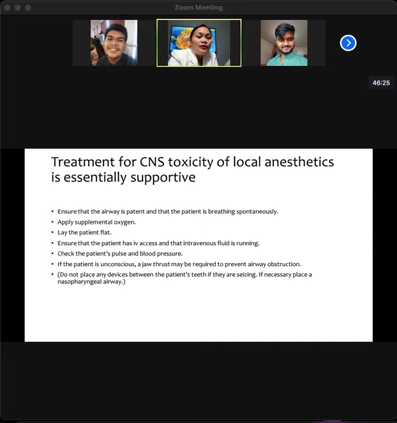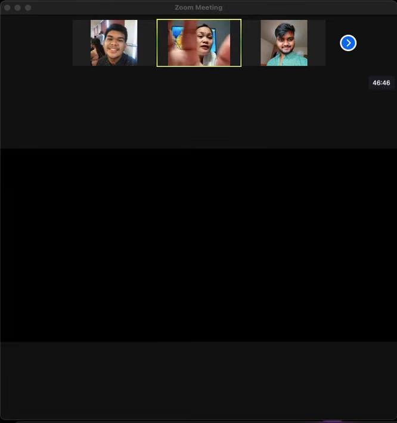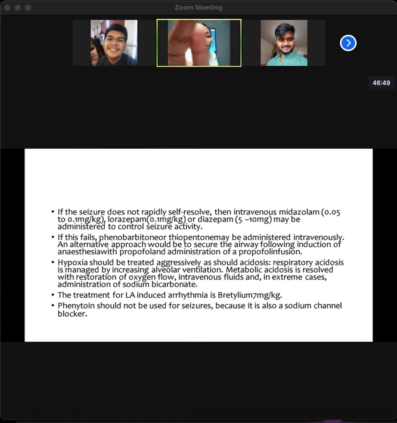Okay? Yun. As you can see, it's like your ACLS and BLS. If the patient is conscious, do your ACLS. If the patient is unconscious, do your BLS. If the seizure does not rapidly self-resolve, then you can give midazolam at 0.05 to 0.1 milligram per kilogram, lorazepam 0.1 milligram per kilogram, and diazepam 5 to 10 milligram to control seizure activity. If this fails, you can give phenobarbital.